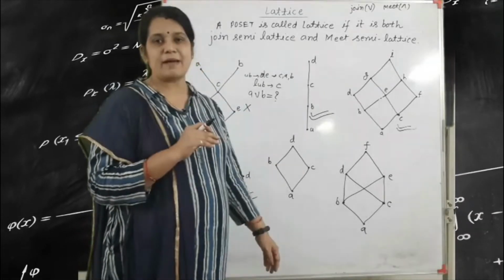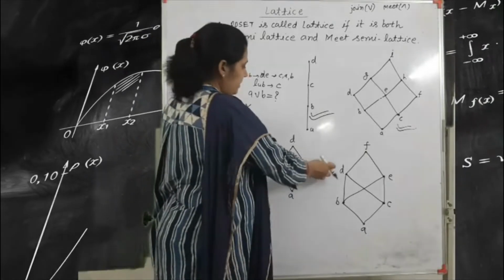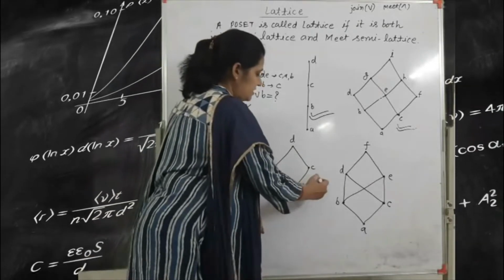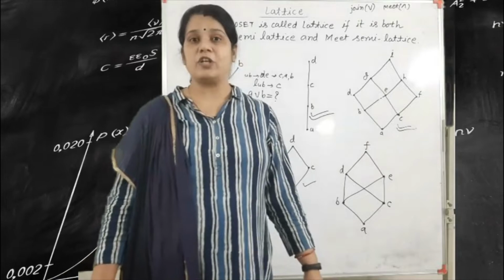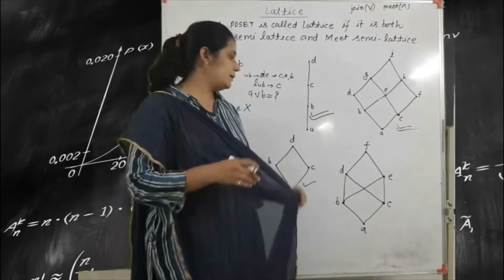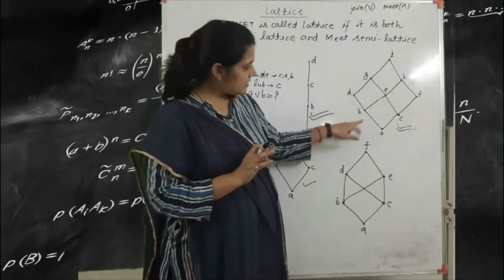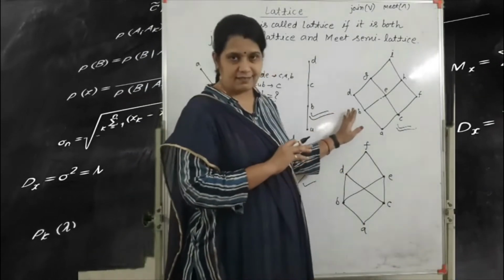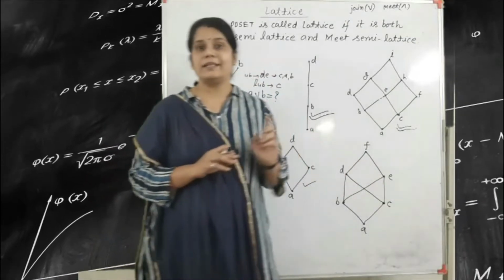Next, this is the example. This is also a lattice, because here for B and C, the join is D and the meet is A. So this is also a lattice. Is this an example of a lattice or not? If we compare this example and the previous example, you can see that this is also a lattice.